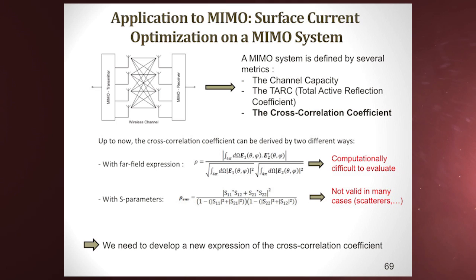So the cross-correlation coefficients, there are expressions to determine it, and one of them is basically based on the far field expression. The second one is based on the S parameters. The one here is computationally difficult to evaluate, and you can actually do quite a bit of measurements. The one in circuit parameters, there are some questions about it. Again, you can't use circuit parameters to model a field effect.